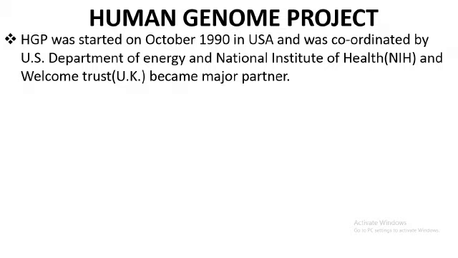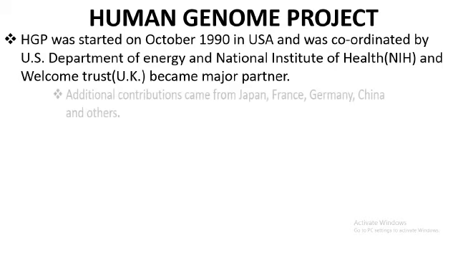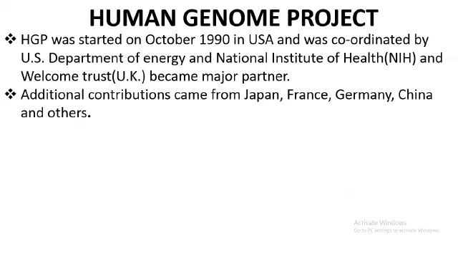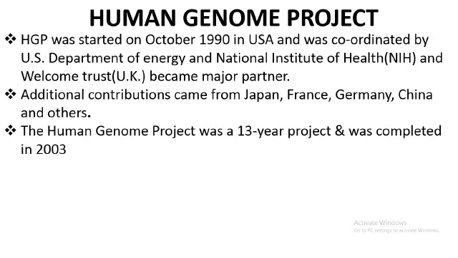In other words, Human Genome Project, initially it was started by coordination of USA and UK. But other countries also joined this. Who are they? That is Japan, France, Germany, China, and others. Remember, India did not take part in this. I'll tell you later on why. Now, this Human Genome Project, when it was initially started, it was a 13-year project and was estimated to be completed in 2003. So this is the background of Human Genome Project.